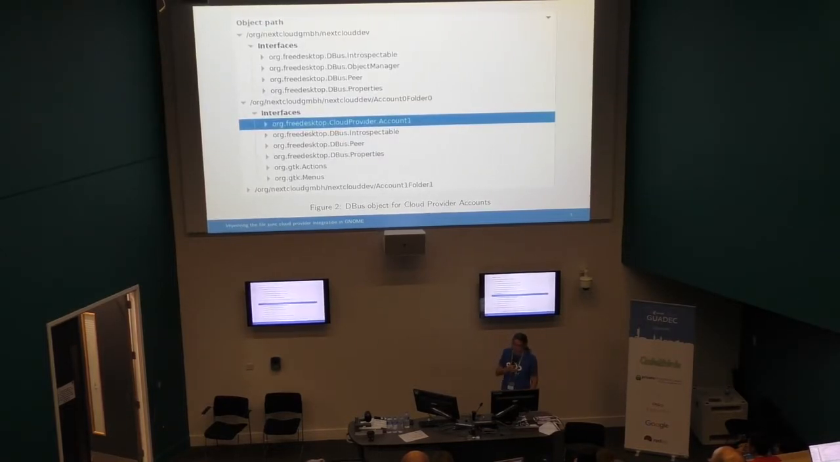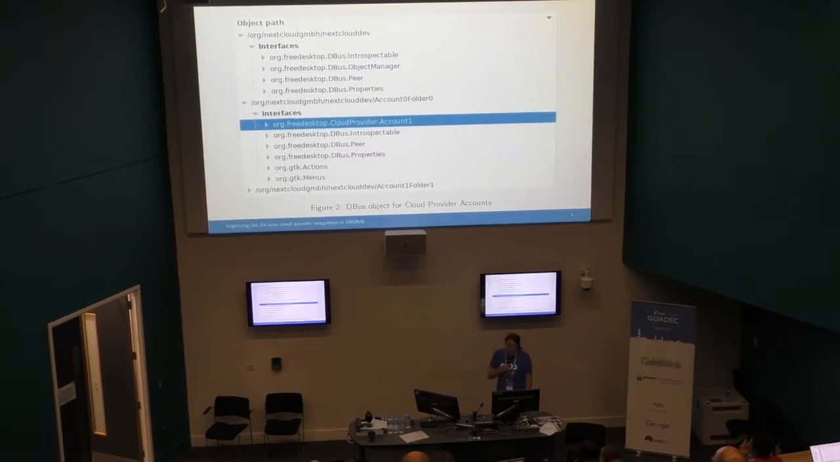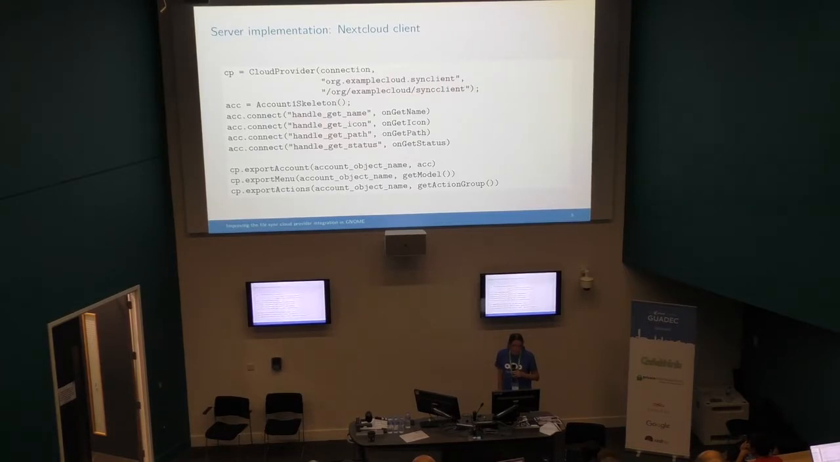This is somehow what cloud providers then need to implement in D-Bus, which is quite much, but developers should not mess with all this D-Bus stuff, so we wrote a C API around that that should in the future also be using G-object introspection, so it can be used from other programming languages like Python. So basically everything a cloud provider needs to do is just create a new cloud provider object and connect some signal handlers for that, so it can react on get name or get icon, for example.